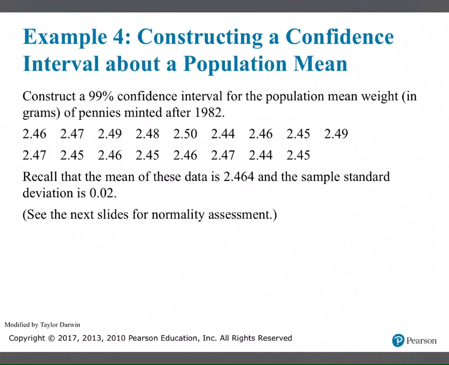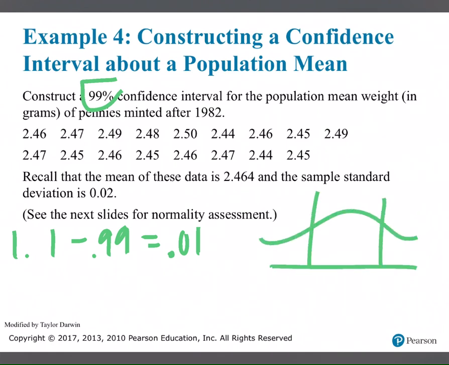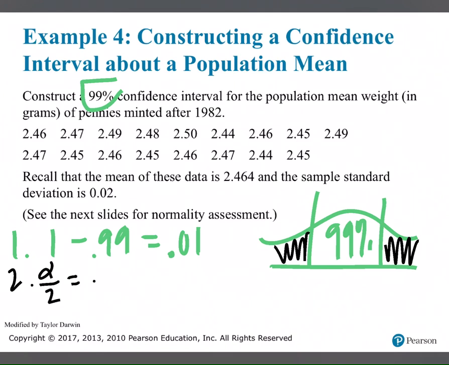And once we're good to go, we need to say, okay, I know my confidence level is 99%, so what's my alpha? 1 minus 0.99. So my alpha is 0.01. But remember, if it's a confidence interval, then my alpha is over here and over here. It's the leftover. So I need to find alpha divided by 2. 0.01 divided by 2 is 0.005.